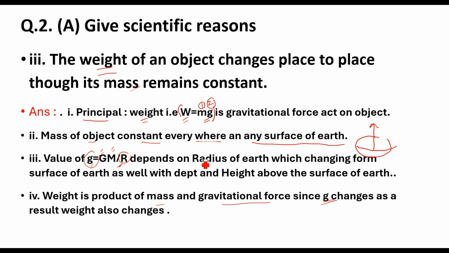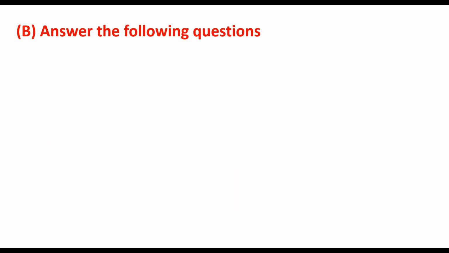Whenever you write a give scientific reason answer, it should have a minimum of 4 points, and the keywords should be underlined. As I told you, the answer should be point-wise, in Roman letters: write 1, 2, 3 and 4. In that way you have to write the answer to the particular question.